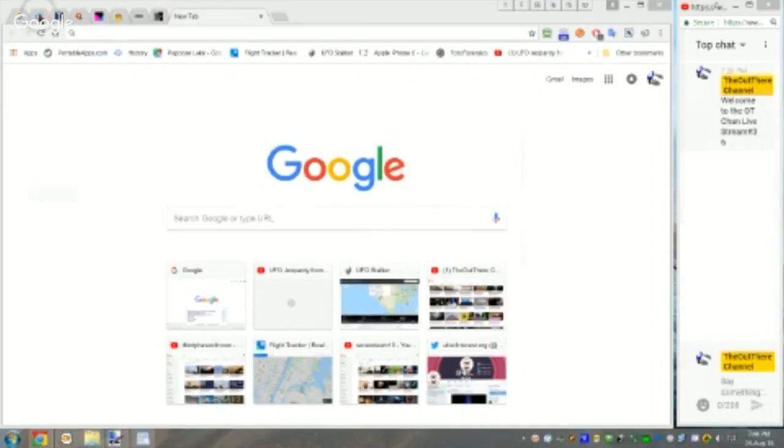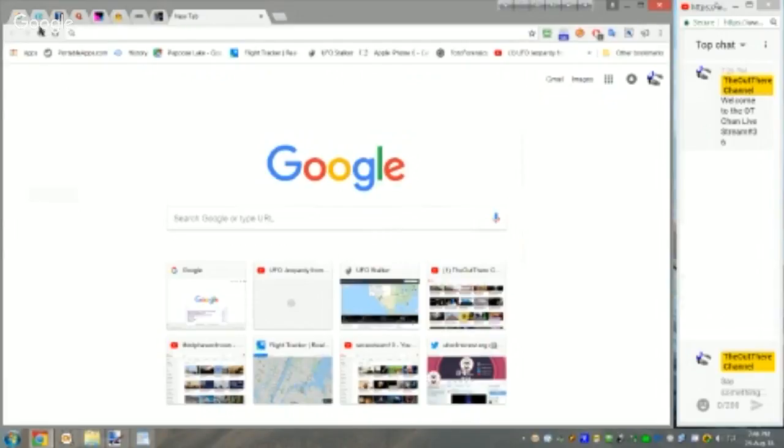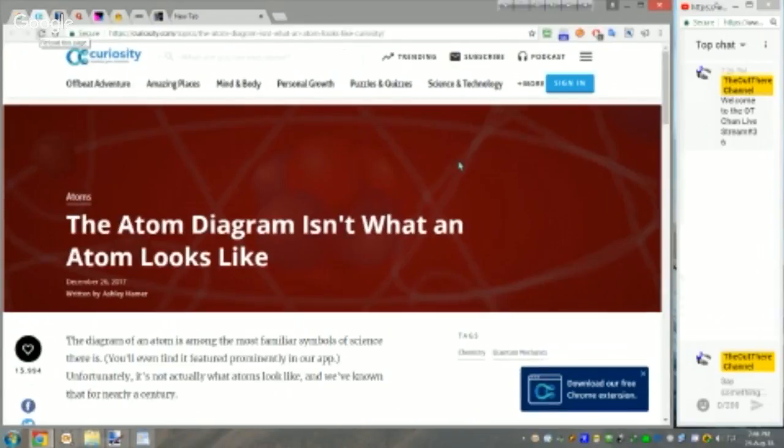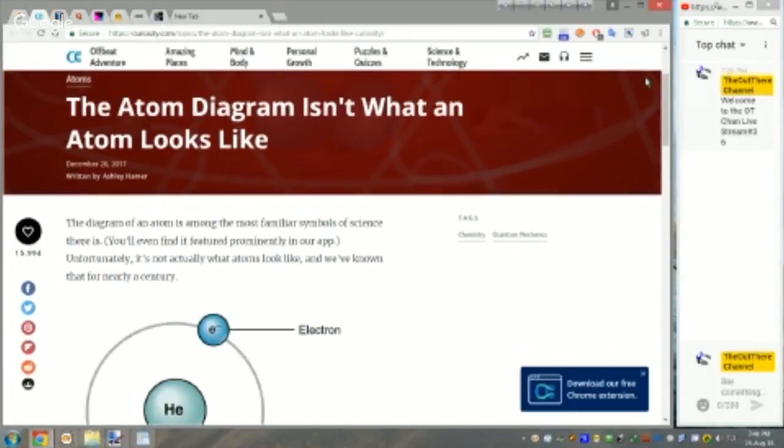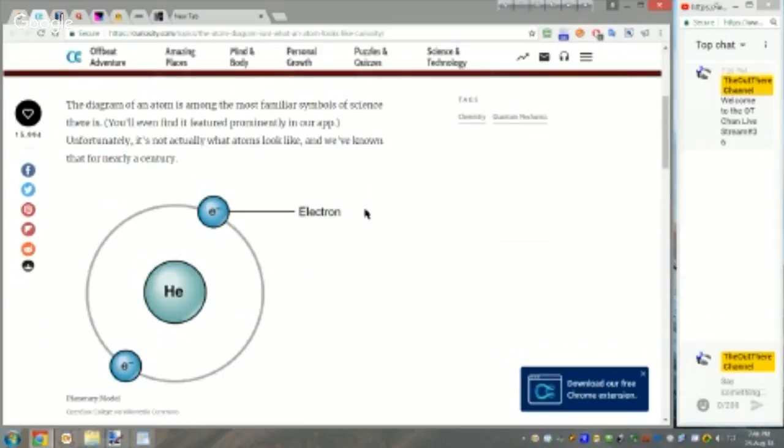So, did some Googling earlier to try and find some decent diagrams. The atom diagram isn't what an atom looks like. Now, in high school, we probably were the same. We're always brought up with this model of the atom with a center nucleus with electrons spinning around in shells at different heights around the atom.